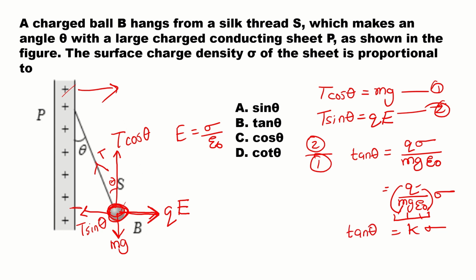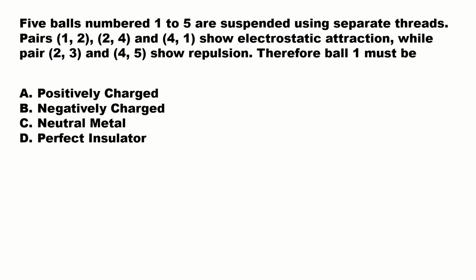The question is asking us the surface charge density sigma of the sheet is proportional to. So here we get a direct relation that sigma is directly proportional to tan theta. Therefore, option B, tan theta, is the correct answer for this question.